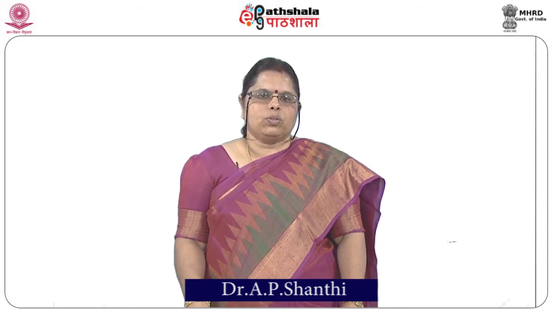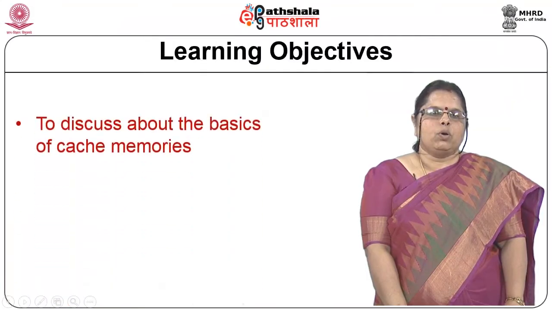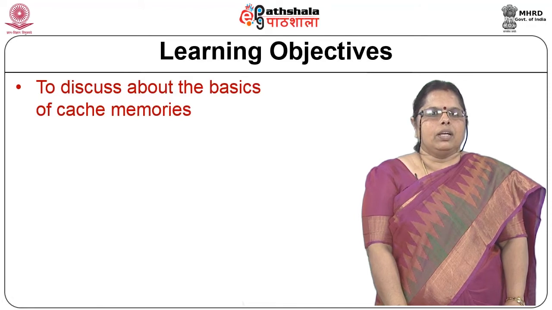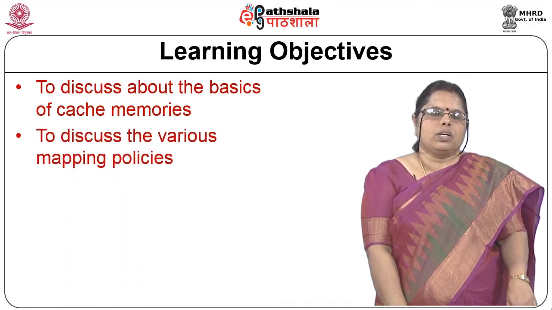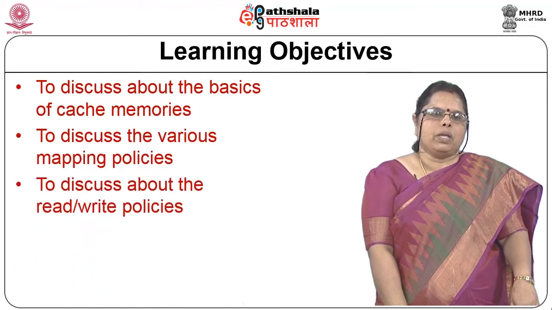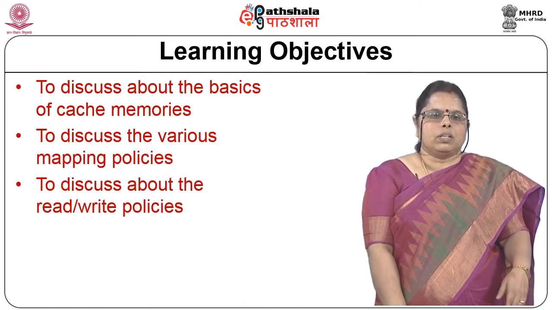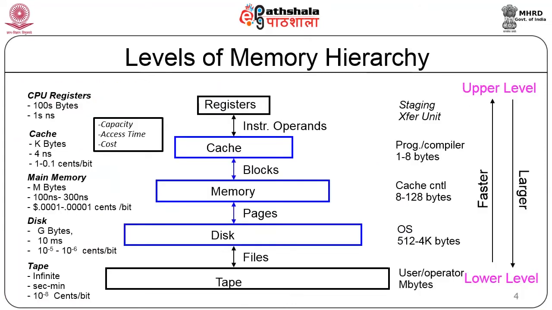We are dealing with the course computer architecture. This module is about the basics of cache memory. In the previous module we looked at the need for a memory hierarchy, and we looked at the characteristics of the different memories that are used at the various levels of hierarchy. This module will discuss the basics of cache memories, point out the various mapping policies and compare them, and we will also discuss the various read write policies that are used.